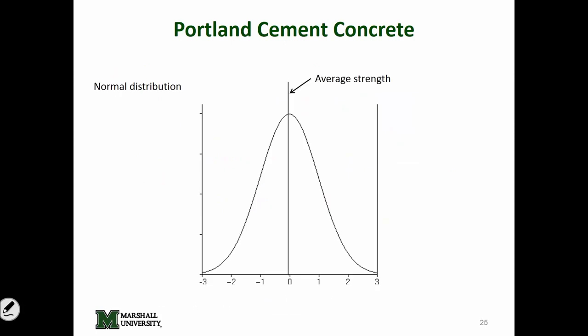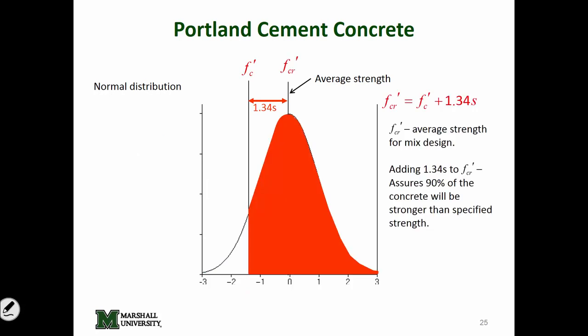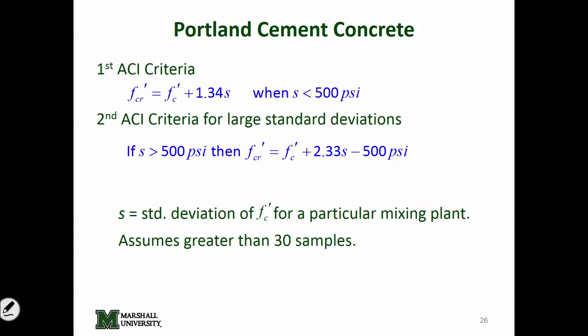And if we go through this nice little slideshow here, we'll see that if I design to 1.34 times the standard deviation added to the compressive strength I want, that's F prime sub CR, which is the center of this bell curve, and that's where I want to design to. And that guarantees I'm going to have 90% of my mix will come out and test properly. So I'm going to accept 10% being off by going through this process.